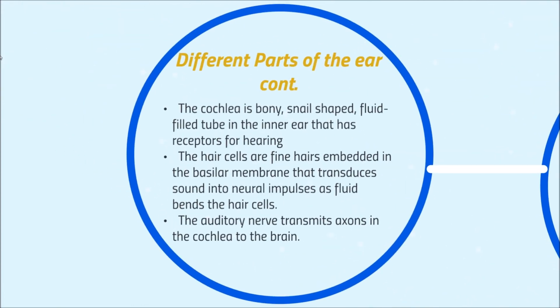Continuing with the parts of the ear, we have the cochlea, which is a bony, snail-shaped, fluid-filled tube in the inner ear that has receptors for hearing. Hair cells are fine hairs embedded in the basilar membrane that transduce sound into neural impulses as fluid bends them. And the auditory nerve transmits axons in the cochlea to the brain.